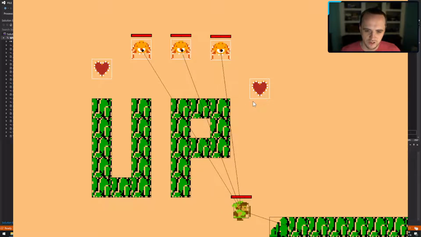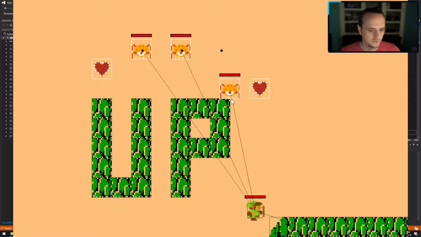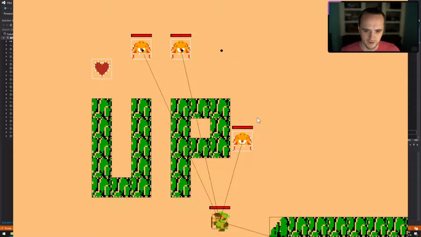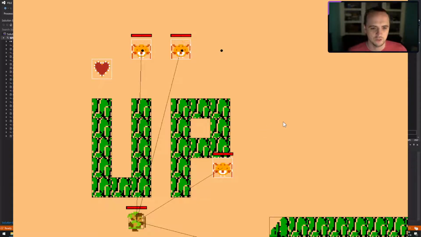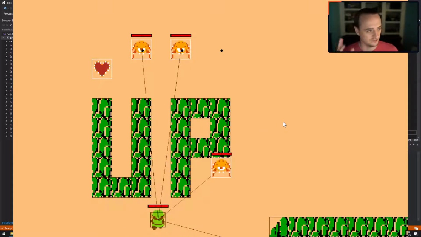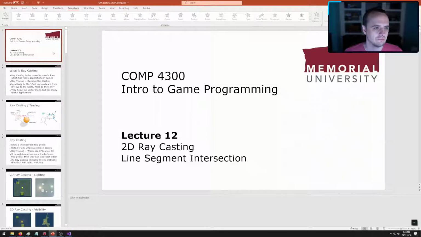But as you can see, as soon as this line is no longer broken, that NPC is going to come after me, right? And as soon as it becomes broken, it's going to try and go back to its home. So that's what we're trying to accomplish in this lecture: to know the mathematics that lets something like this be possible, and ideally for it to be pretty quick as well. So let's jump right into the slides for this lecture.